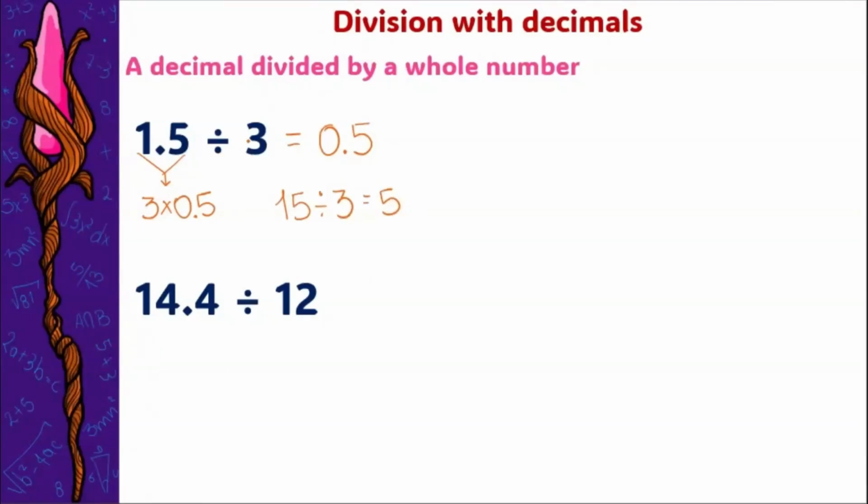Notice how in this case the 15 ends in the position of the tenths. That's why the 5 of the result is also going to be in the position of the tenths. That's basically how it works. Let's check this other one.